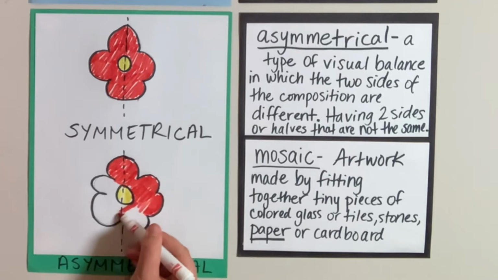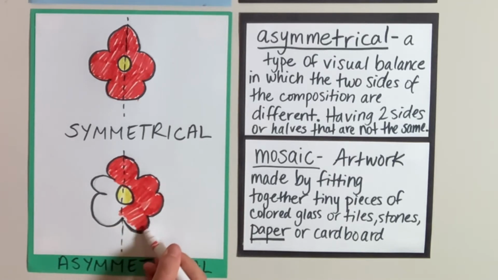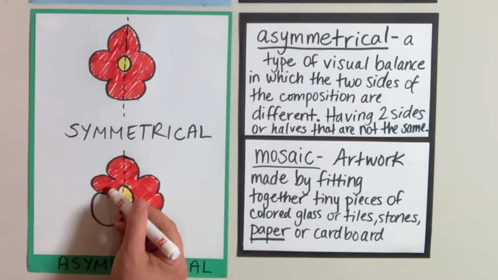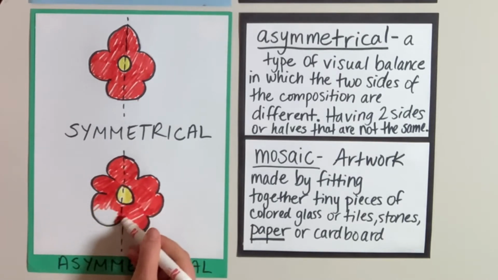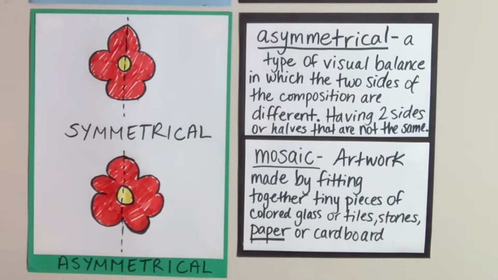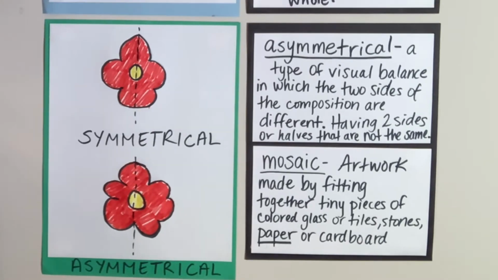We can see very clearly that the shape on top is symmetrical, meaning we tried to draw both sides of that shape exactly the same. And that the shape on the bottom is asymmetrical. It's still a flower, but it is not exactly the same on both sides.